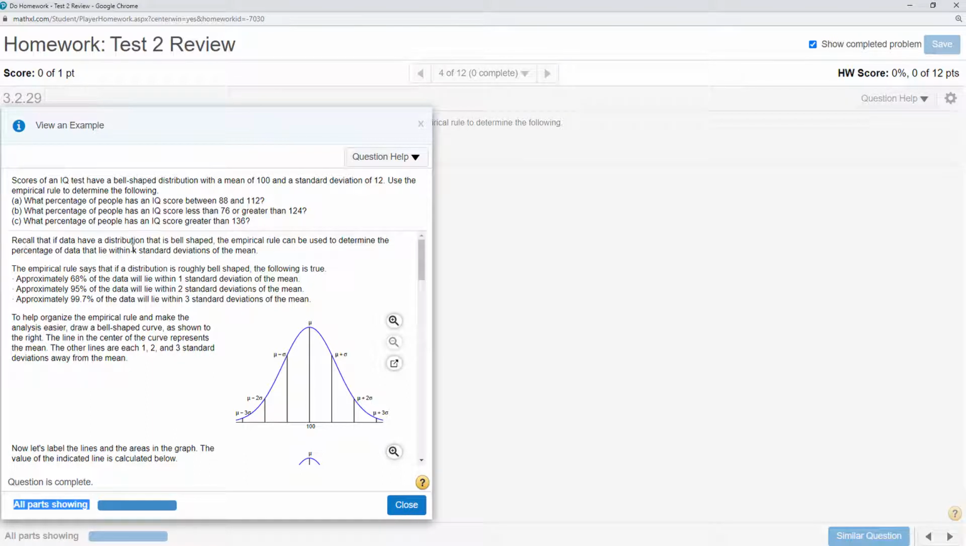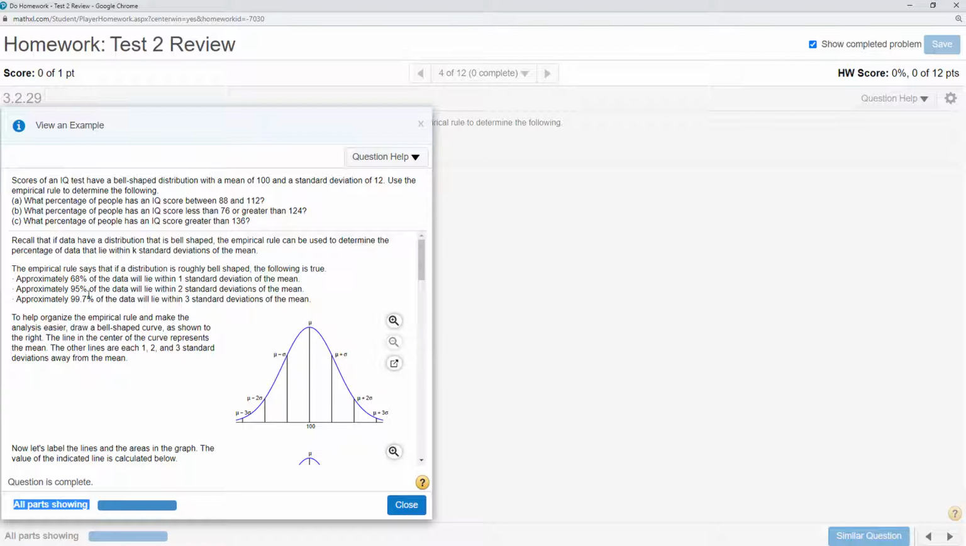Recall that if data have a distribution that is bell-shaped, the empirical rule can be used to determine the percentage of data that lie within k standard deviations from the mean. The empirical rule says that if the distribution is roughly bell-shaped, approximately 68% of the data fall within one deviation from the mean. So that would be the mean plus one standard deviation, or the mean minus one standard deviation.